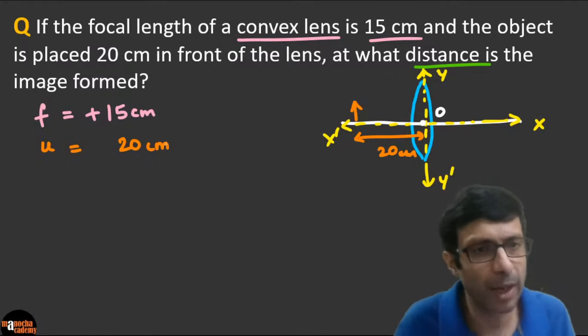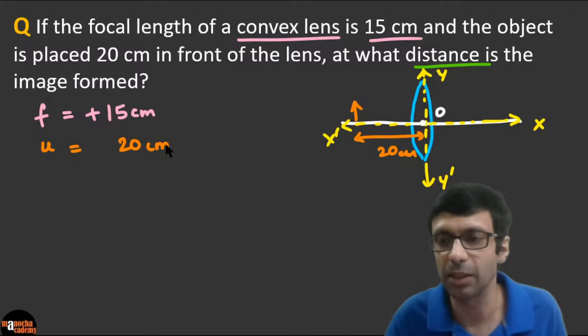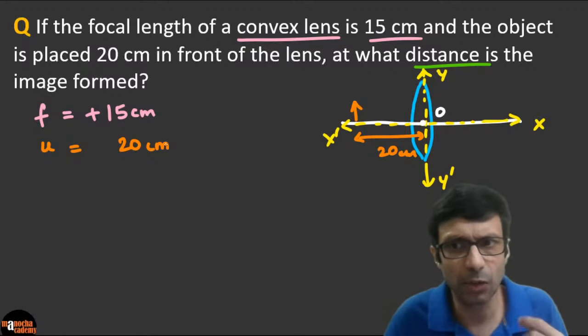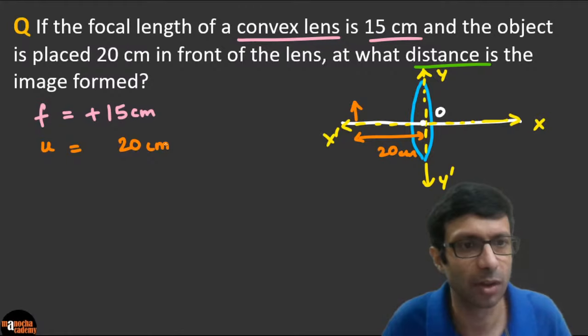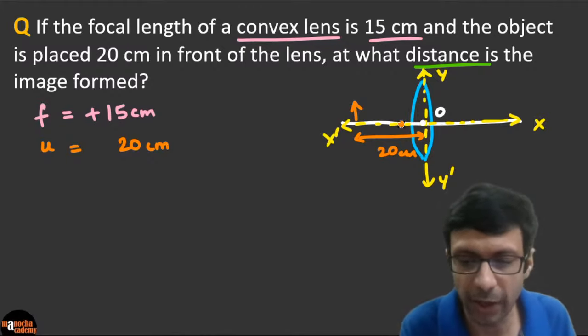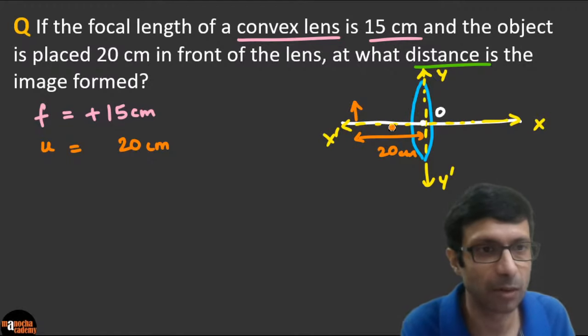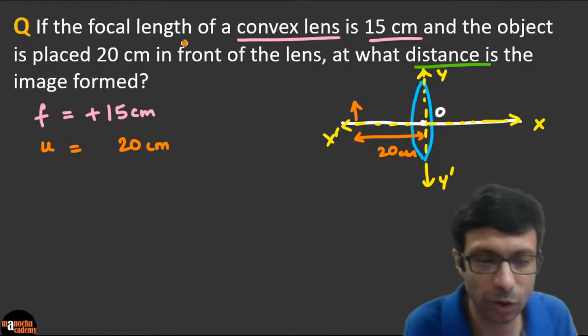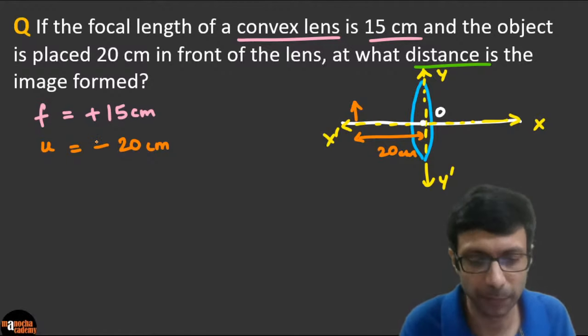So guys, should I put plus 20 or minus 20 here for object distance? Very, very important. Sign is very important, guys, for the questions. So object, you can see it's on the left side of the lens, right? It's placed on the left side. It's on the negative x-axis, right? Can you guys see here? The object is on the left side. So it will be minus 20 centimeters, negative. All right.